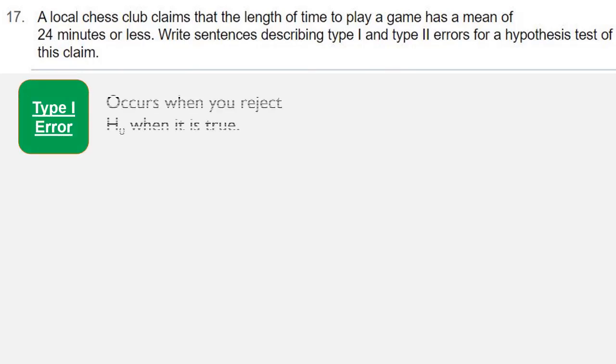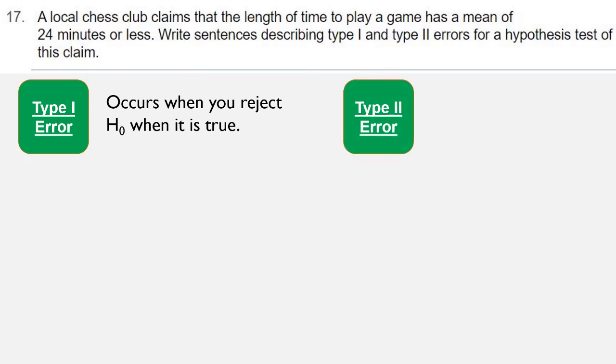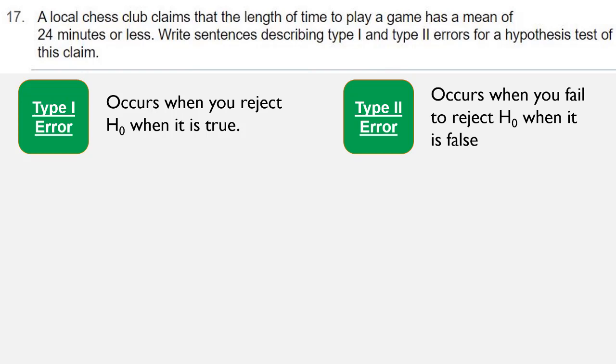Okay, so a type 1 error occurs when you reject H0 when it is true, and a type 2 error occurs when you fail to reject H0 when it is false.